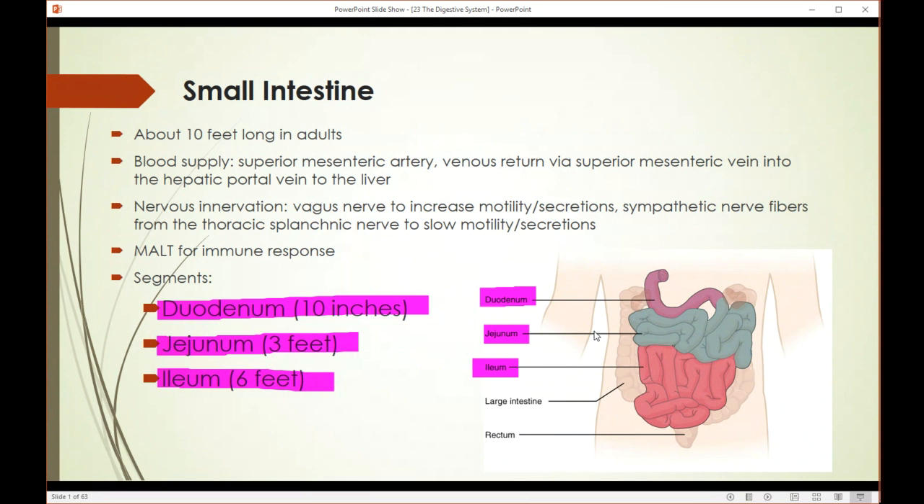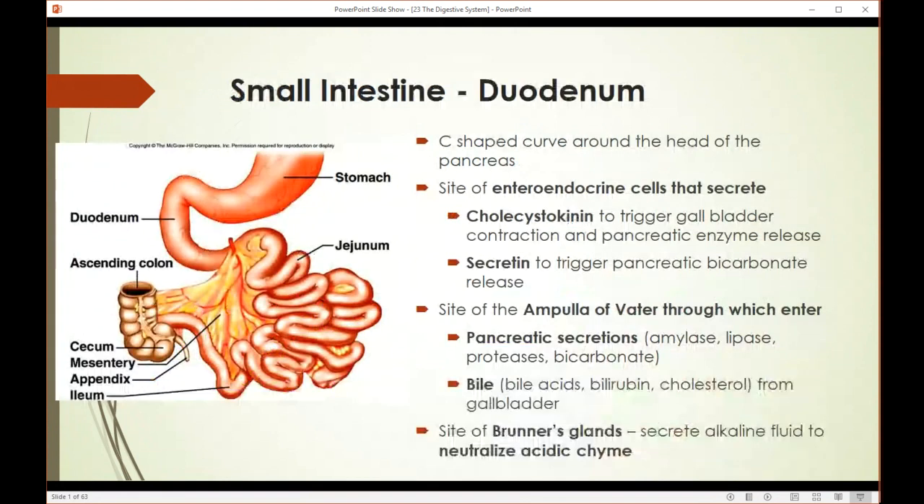The blood supply, remember we have that superior mesenteric artery. We have the vagus nerve, and we also have MALT. Remember that mucosa-associated lymphoid tissue for our immune response.